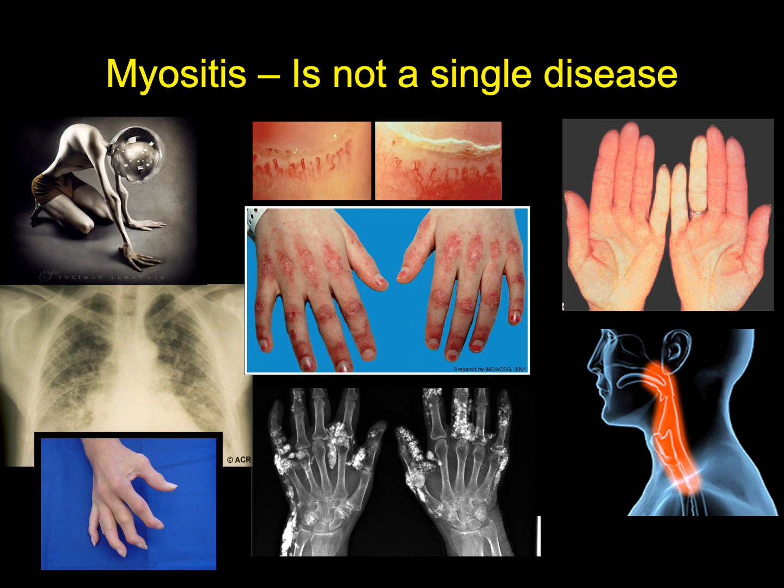As you can see in this slide, myositis can cause weakness, lung involvement called interstitial lung disease, joint pain and swelling, arthritis, and severe rashes as in the case of dermatomyositis. It can cause calcium deposition under the skin called calcinosis, fingertip changes called Raynaud's, difficulty in swallowing, and various other manifestations.